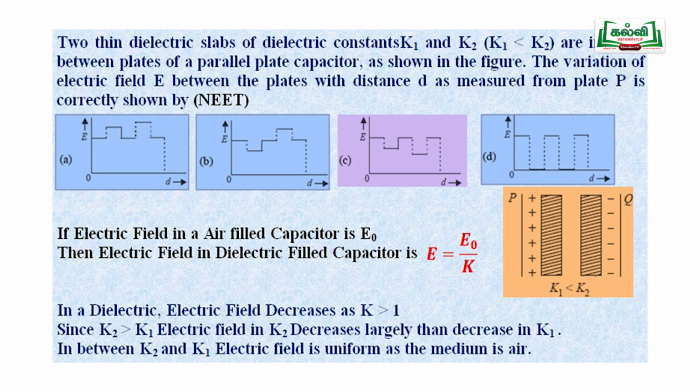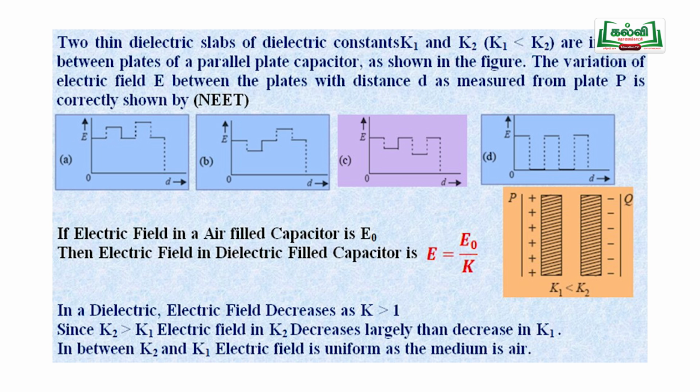Now, this is an interesting sum. You are given 4 diagrams, and in these diagrams you are given 2 dielectric materials of K1 and K2. K2 is greater than K1. Of these diagrams, which is correct? That is, when the distance is varying, what happens to the electric potential difference?